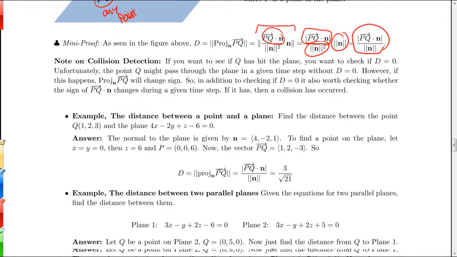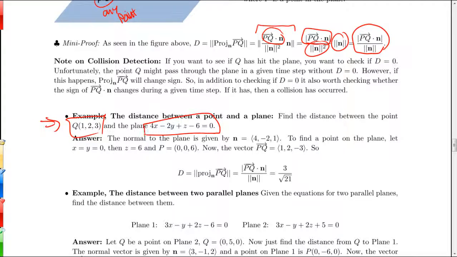The distance between a point and a plane. There's where I want to be. Here's an example. Suppose I have this point Q, this plane here, and I need a point on the plane. So here's the trick. This point on a plane, people often get this wrong because they think it's more complicated than it is. What I have is one equation and 3 unknowns. I want one point on that plane.